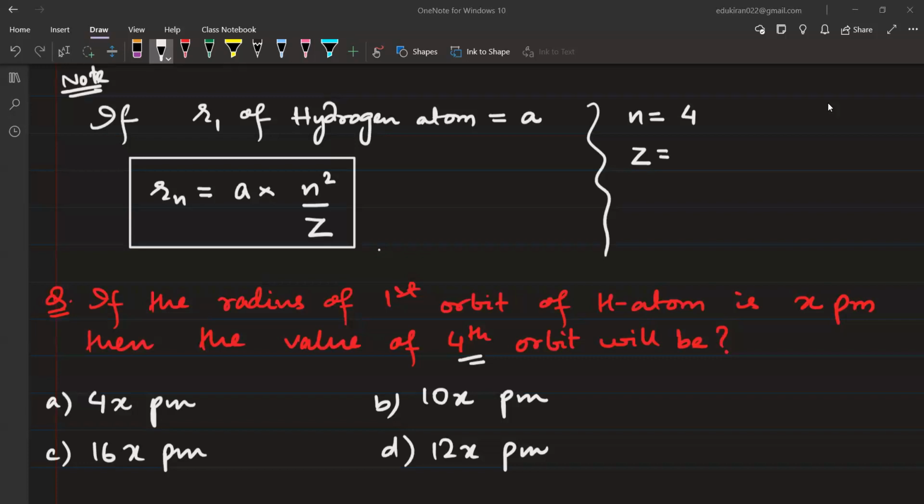What is Z, Abdul Hamid? 1, sir. What is the meaning of Z, Abdul Hamid? Sir, atomic number. What will the atomic number be? Which atom are we finding this for? Hydrogen atom, right? Yes, sir. So how much will it be? 1. And what is the value of A?